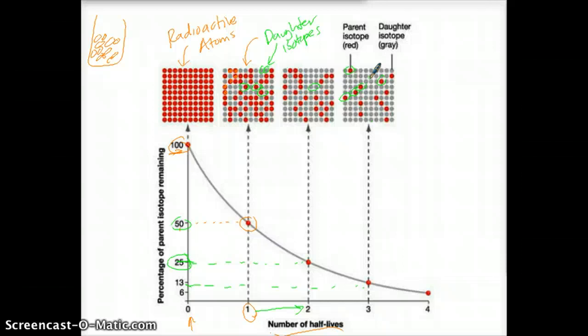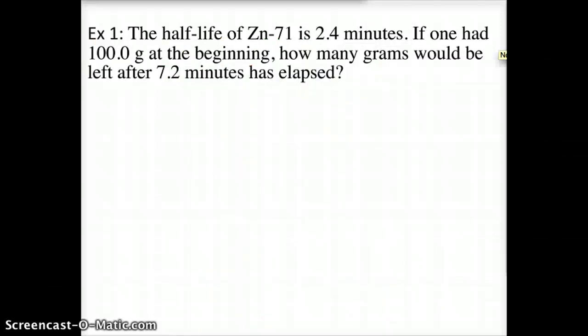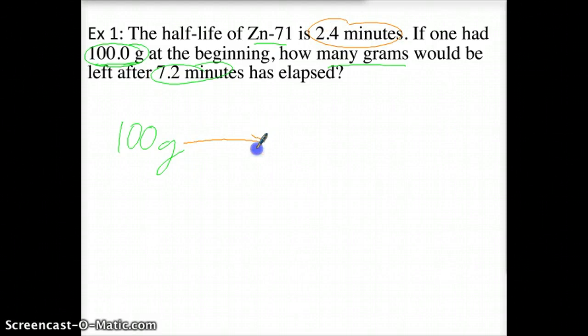So how can we apply that to actual problems? Well, here's two examples. Number one, the half-life of zinc-71 is 2.4 minutes. If one had 100 grams at the beginning, how many grams would be left after 7.2 minutes has elapsed? Well, let's break this down. What are we starting with? We're starting with 100 grams of zinc-71. So 100 grams. Okay. We know that the half-life of this substance is 2.4 minutes. So we know after 2.4 minutes, half of this stuff is going to decay. So if we had 100 grams to start, half of it's going to decay, we'll be left with 50 grams.